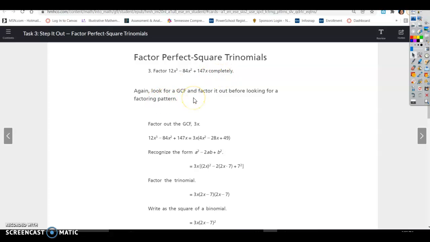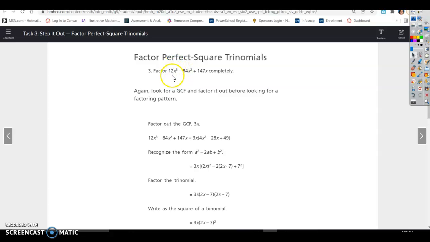Again, look for a greatest common factor and factor it out before looking for a factoring pattern. Anytime I see numbers this large, I'm going to think there's probably a greatest common factor. Also, if I've got x cubed, x squared, and x, I know all of these have at least an x in common as well. So, what number could I look for to use as a greatest common factor?